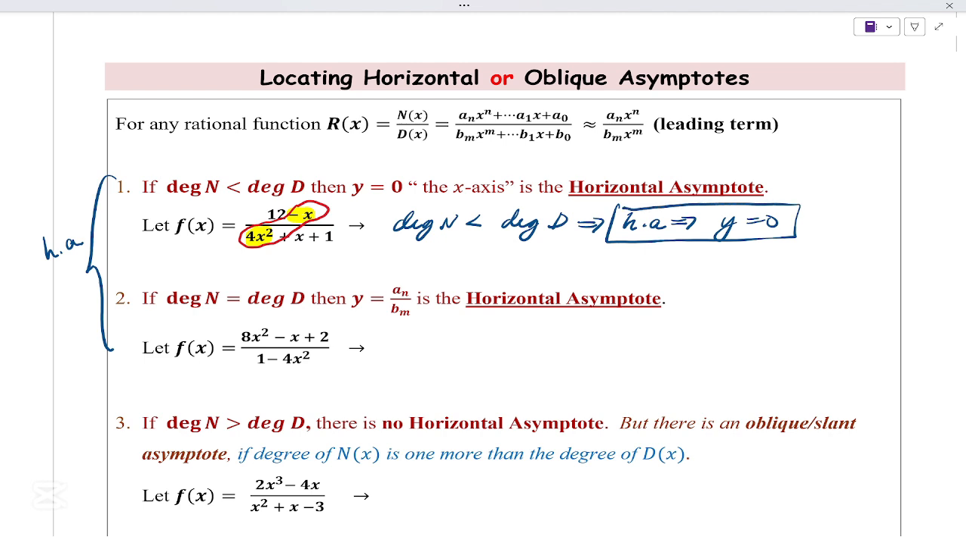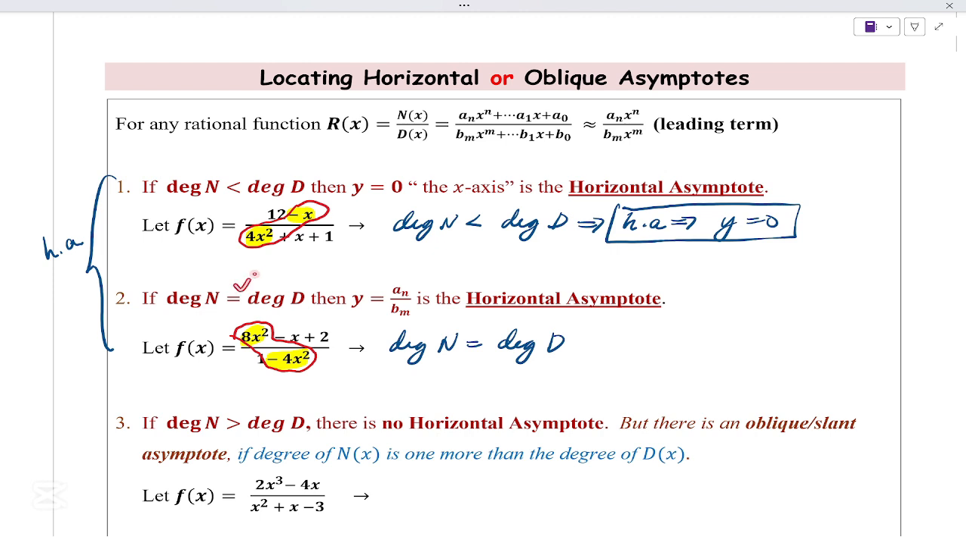And then for the second example, under the second case, we have this function. Let us locate the leading term, which is 8x squared. And for the denominator, the leading term is -4x squared. You have to include the negative sign. So you can see from this that their degrees are equal. We can write that the degree of the numerator is equal to the degree of the denominator.